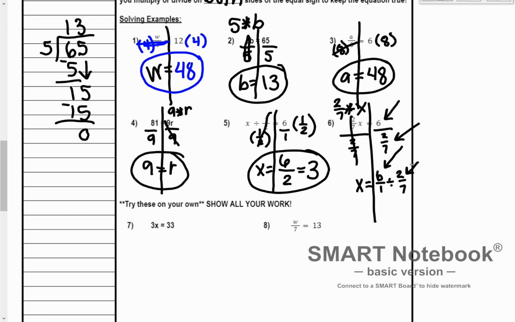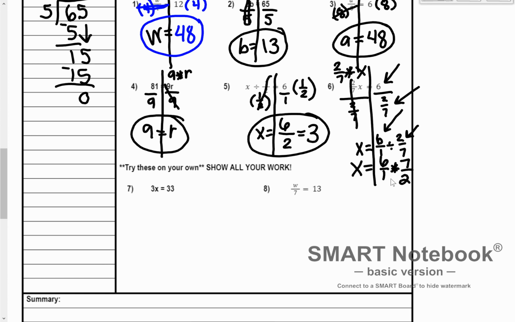All right. In order to divide fractions, we keep, change, flip. So we keep the first fraction the same, change it to multiplication, flip it to the reciprocal, 7 over 2. Then we just multiply across. X equals 42 over 2. 2 can fit into 42 because we can half both those numbers. 4 divided by 2 is 2. 2 divided by 2 is 1. Half of 42 is 21.